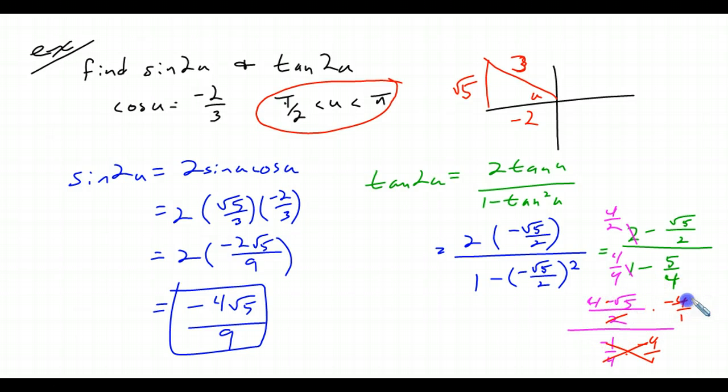2 divided by 4 is 2. And then 2 times 4, notice it's a negative 2, will be negative 8. Negative times a negative is a positive, so plus 2 root 5 all over 1. So nothing. That's your answer.